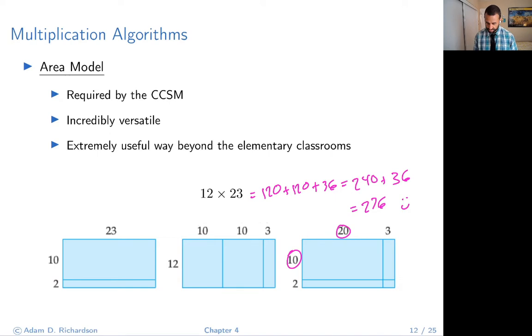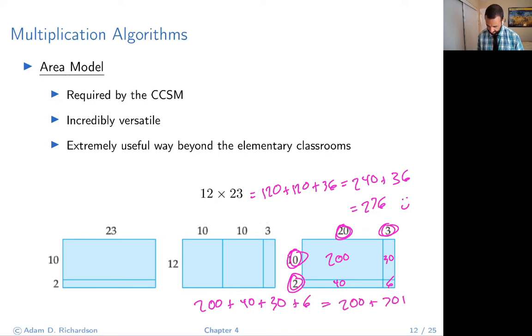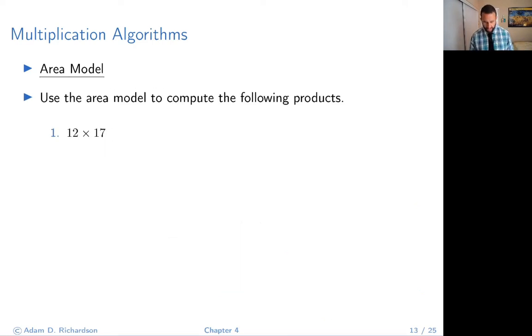What is 10 times 20? 200. What is 2 times 20? 40. What is 10 times 3? That's 30. And then what is 2 times 3? That's 6. And so if we add all those up, we're going to get 200 plus 40 plus 30 plus 6, which is 200 plus 70 plus 6, which we know is definitely 276 again. So that's why this model is so amazing, but that's not all. We'll do a couple more examples here.